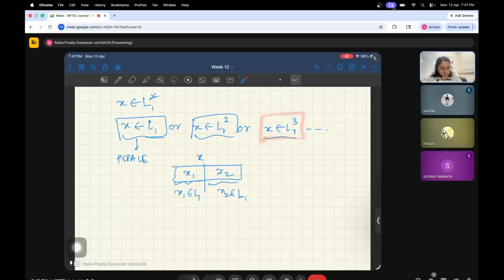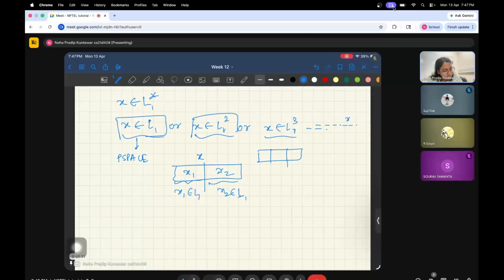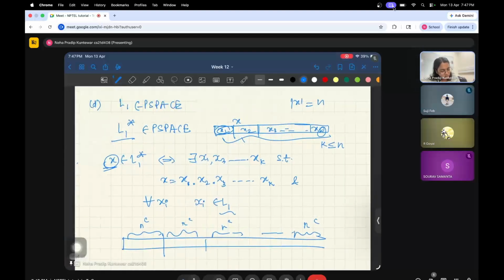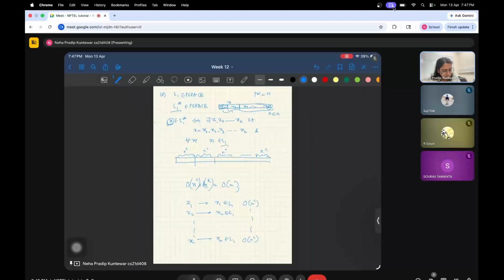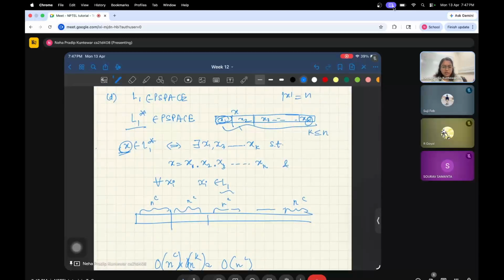And you keep on doing this. Here you check for three partitions. My point was that you don't really go infinitely long here. You don't need to worry about a lot of partitions, because you only need to check up to L1 to the n, where n is the length of x. Therefore you're still in polynomial space. So does this mean that PSPACE is closed under Kleene closure as well? Yes. We have just proved that PSPACE is closed under Kleene closure.